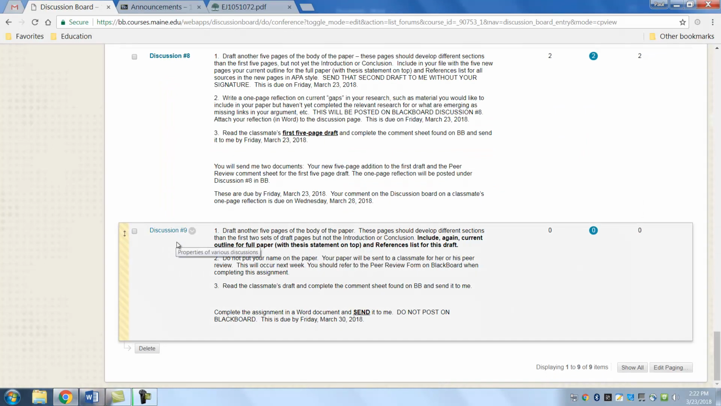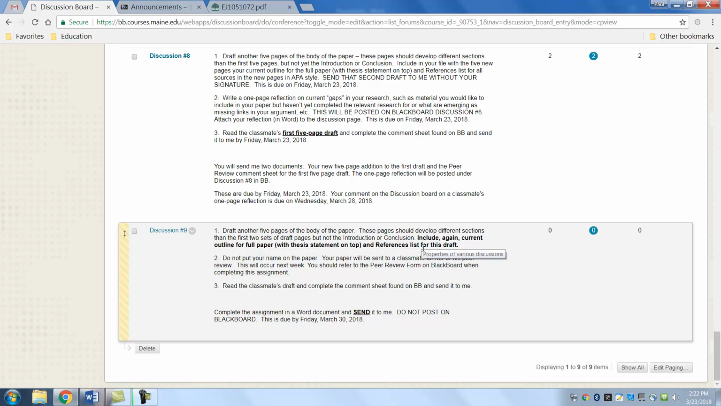It's on discussion number 9. So you're going to draft another 5 pages of the body of the paper. Again, we're not adding the introduction or conclusion. This is something some people have been forgetting to put. Current outline for the full paper, and make sure with the thesis statement and references list. There has to be references.